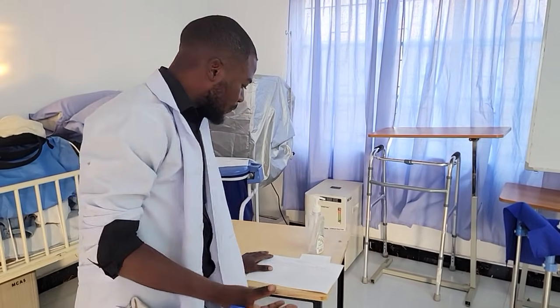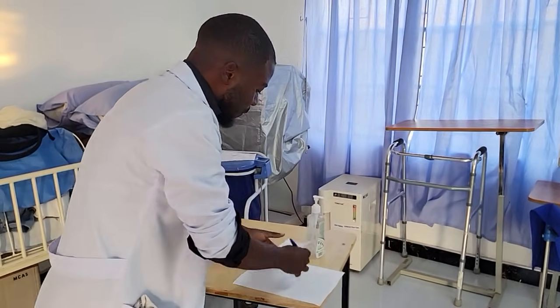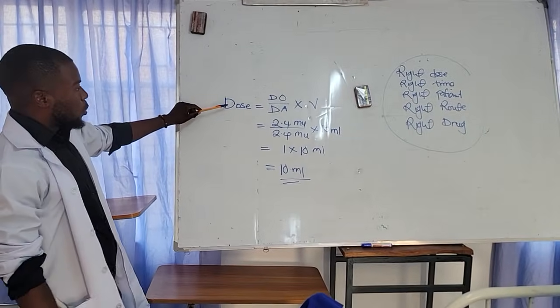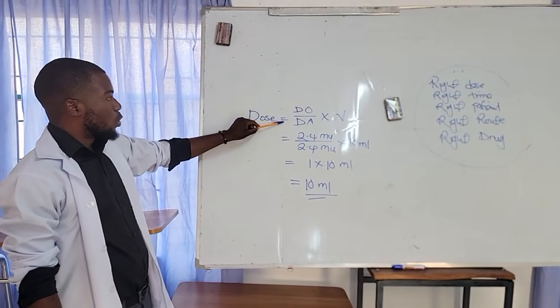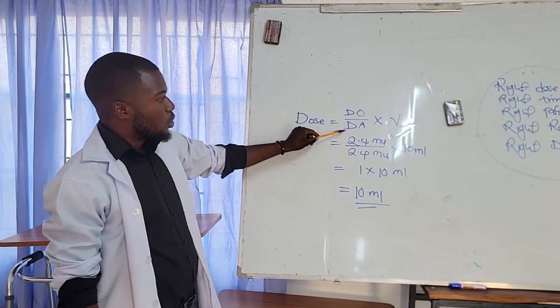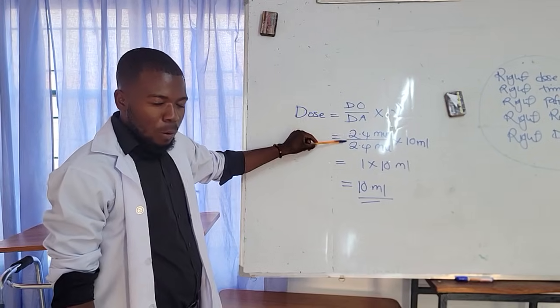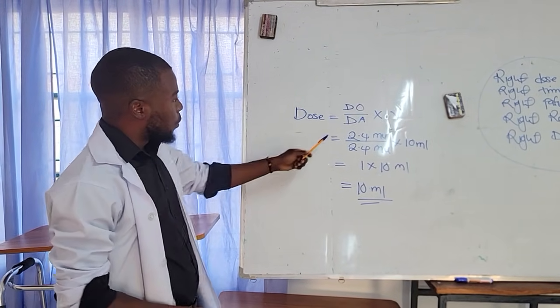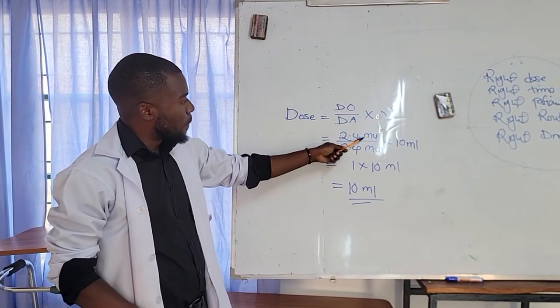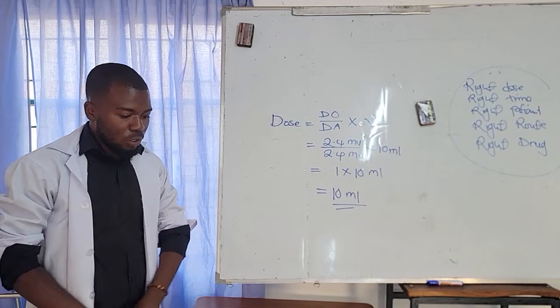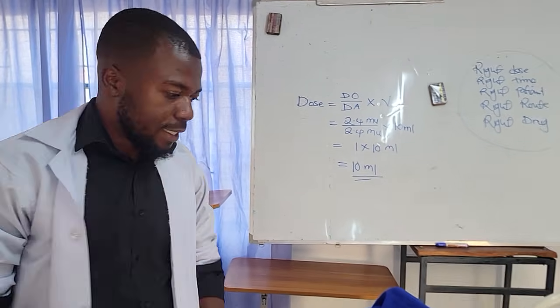At this point, you need to do the calculations. This is the formula that you are going to use: dose is equal to drug ordered over drug available. The drug ordered is 2.4 mega units of benzathine penicillin, so you write 2.4 mega units over drug available. For the drug available, you are going to pick it from the drug on the sterile field.